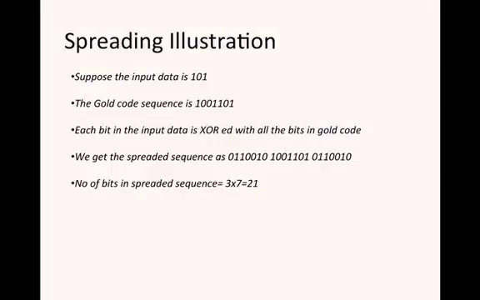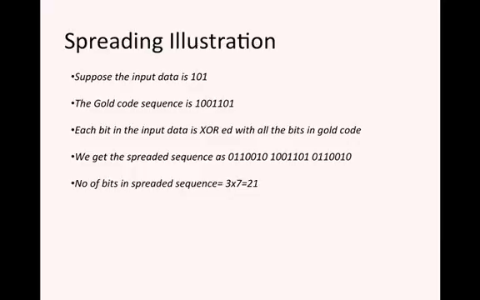So let me illustrate the spreading. Suppose the input data is 101. The gold sequence is 1001101. Each bit in the input data is XORed with all the bits in the gold code, and then we get the spreaded sequence as 011001001001101 and 0110010. It is pretty obvious here.